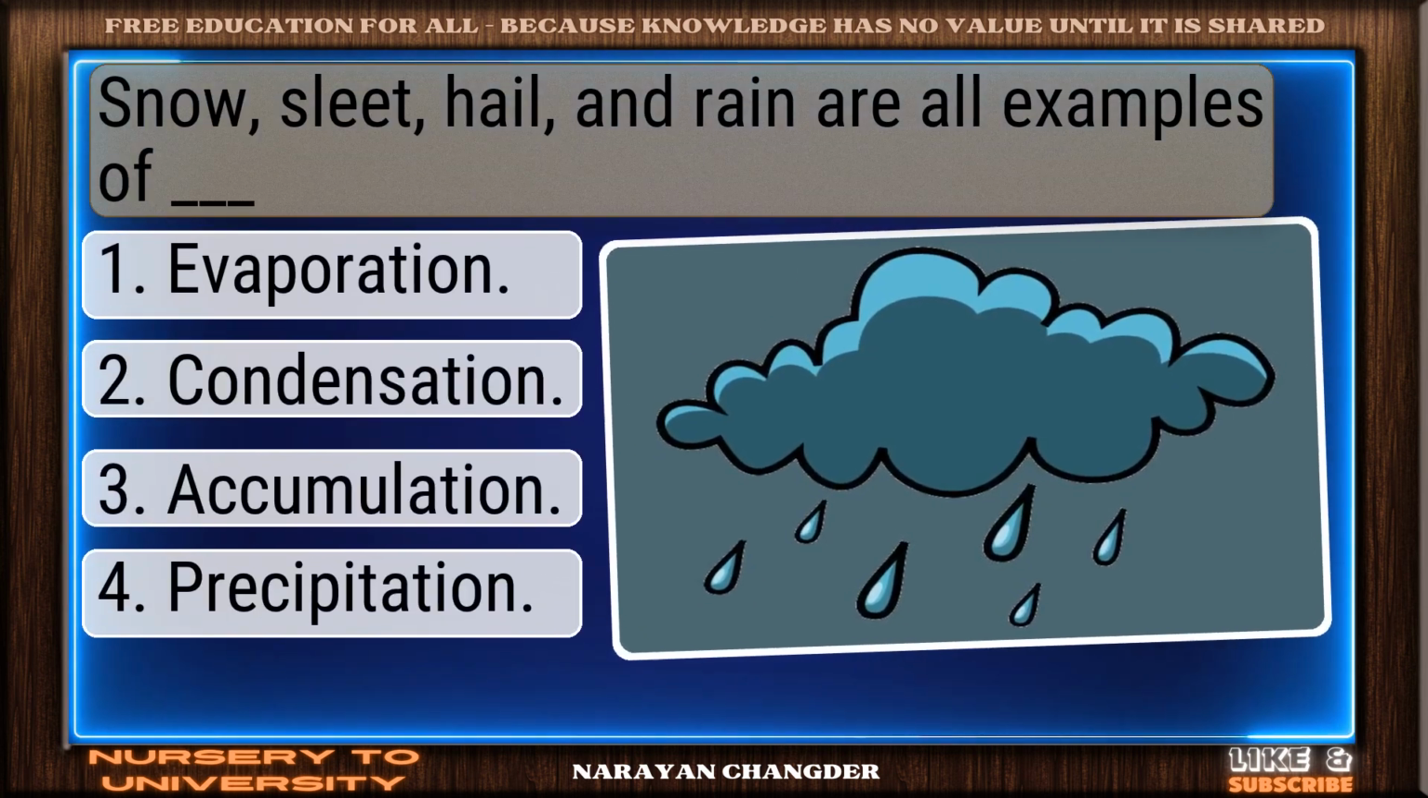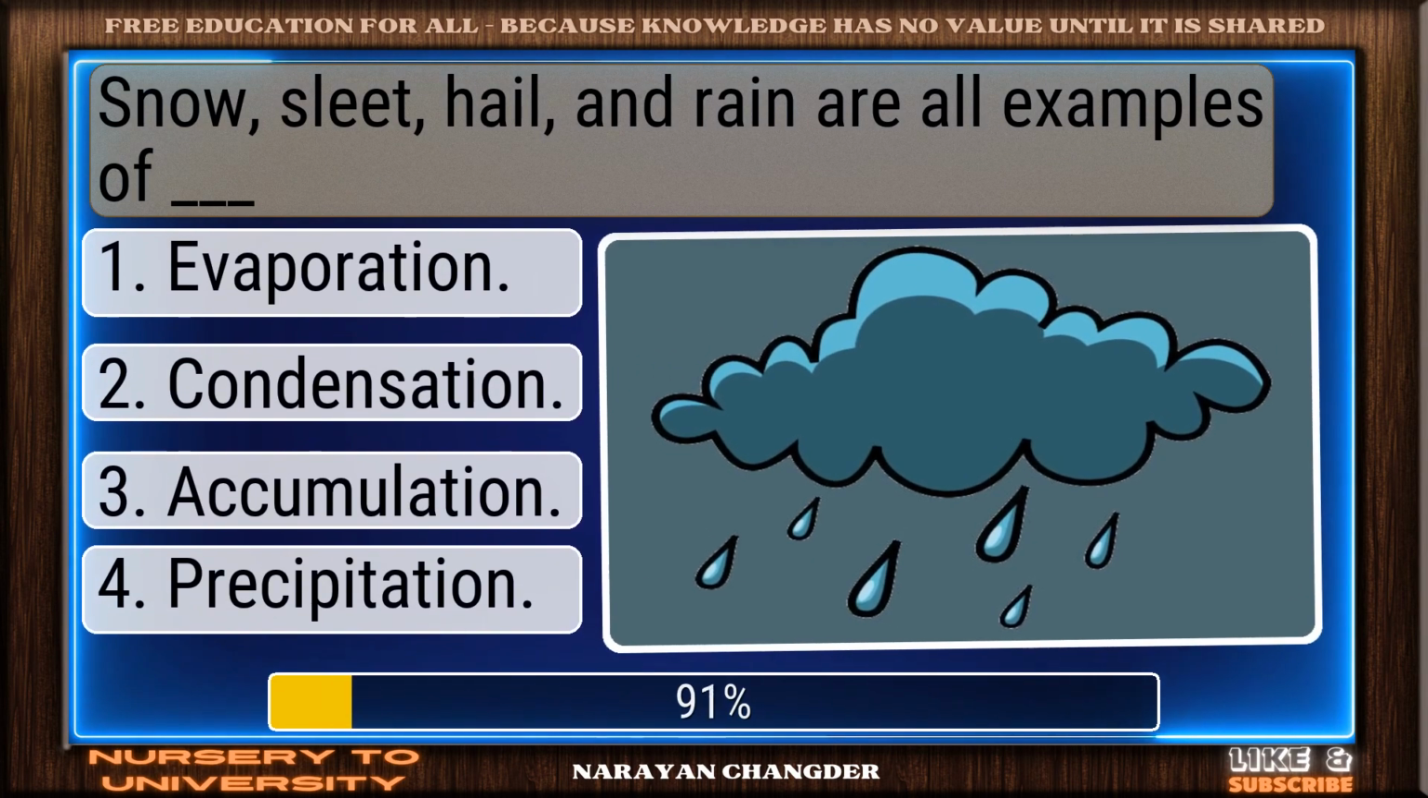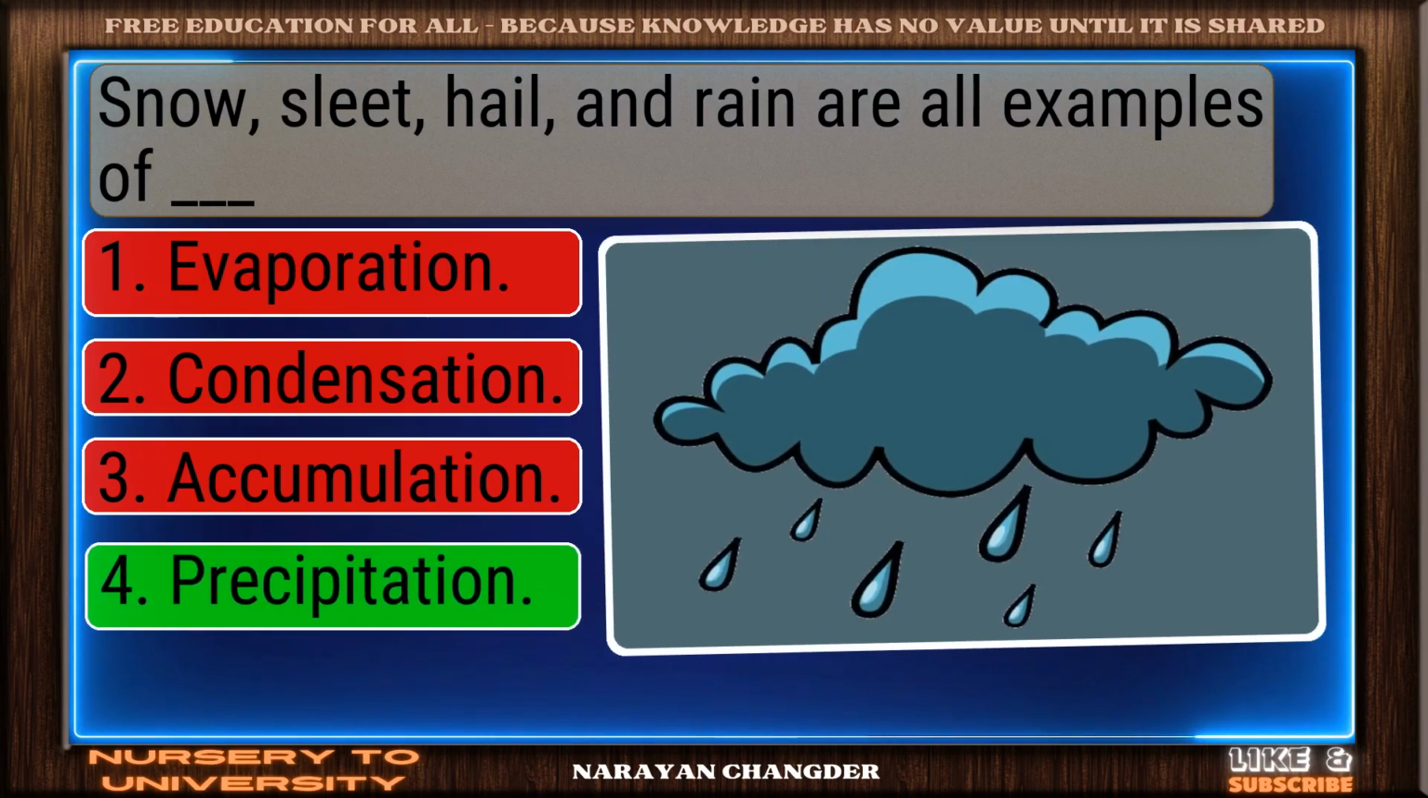Snow, sleet, hail, and rain are all examples of dash. Well reasoned. Precipitation is the correct choice.